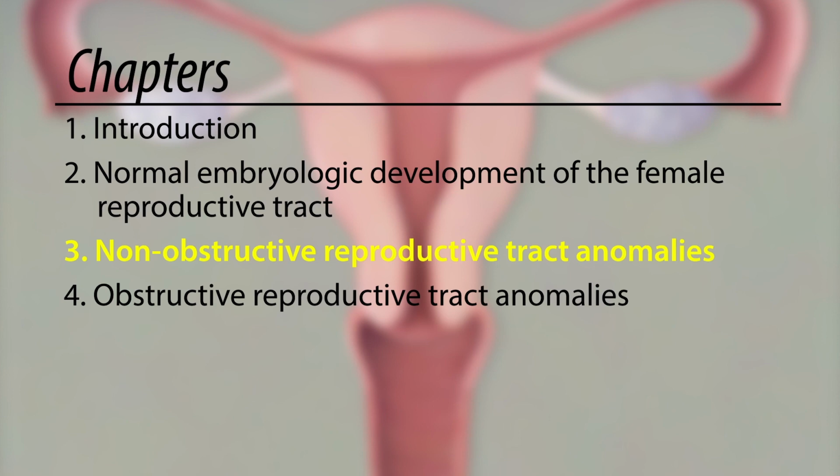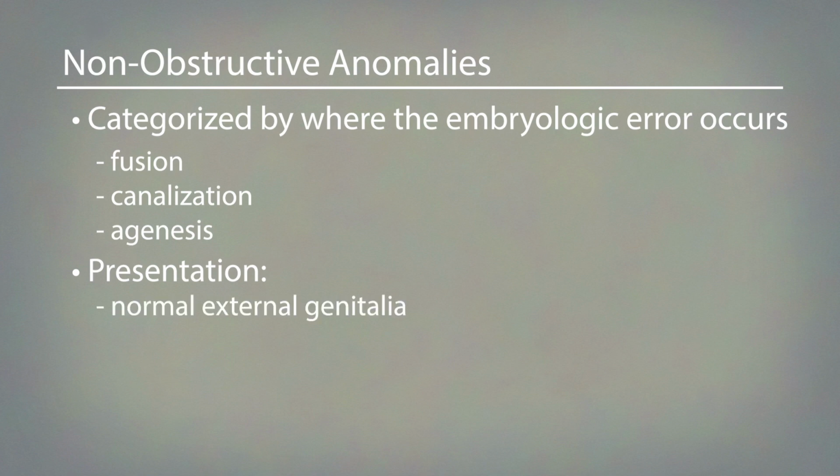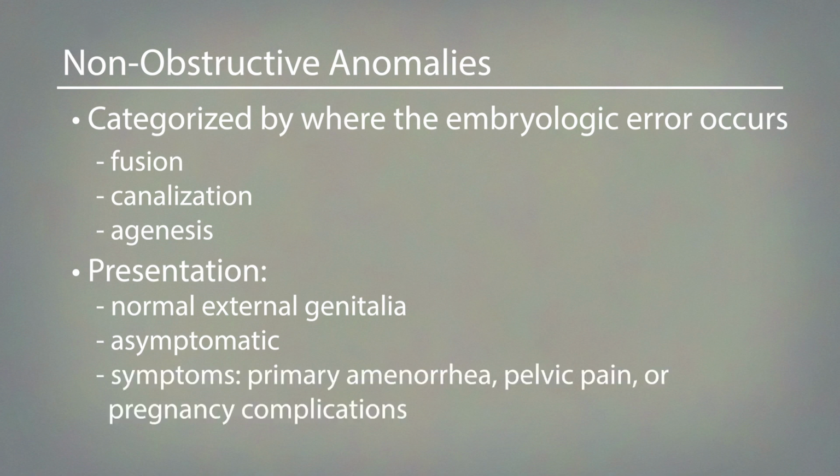Chapter 3. Non-obstructive reproductive tract anomalies. Non-obstructive anomalies can be categorized by where the error in the embryologic process occurred. Errors can occur in fusion, canalization, or resorption, or errors can result in complete agenesis of Müllerian structures. These conditions do not present with abnormalities of the external genitalia, and many may be asymptomatic. When there are symptoms, they typically are primary amenorrhea, pelvic pain, or pregnancy complications, which may be attributed to functional issues, and thus these conditions can be missed on routine exam of adolescents.